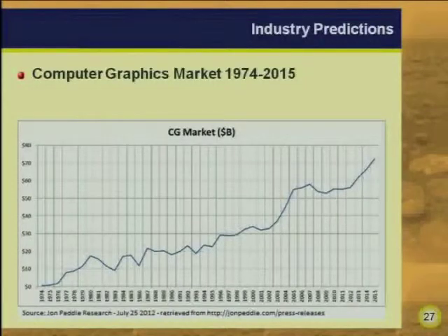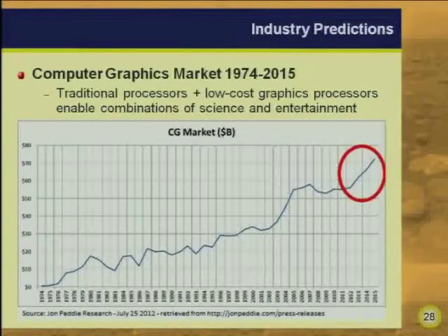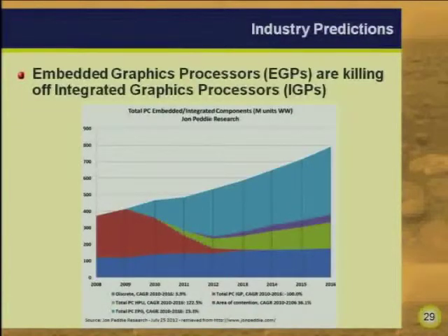Here's a slide which goes all the way to 2015, and this is a computer graphics market. And what we're concerned with is the part at the end. This part right here. People are predicting, professionals are predicting that from 2012 to 2015, we are going to have a spike, an increase in the market for science and entertainment, where we're going to be using low-cost graphics processors. What does that mean for you, primarily? It means that there's going to be a lot of jobs there where people want you to be able to program these cards.